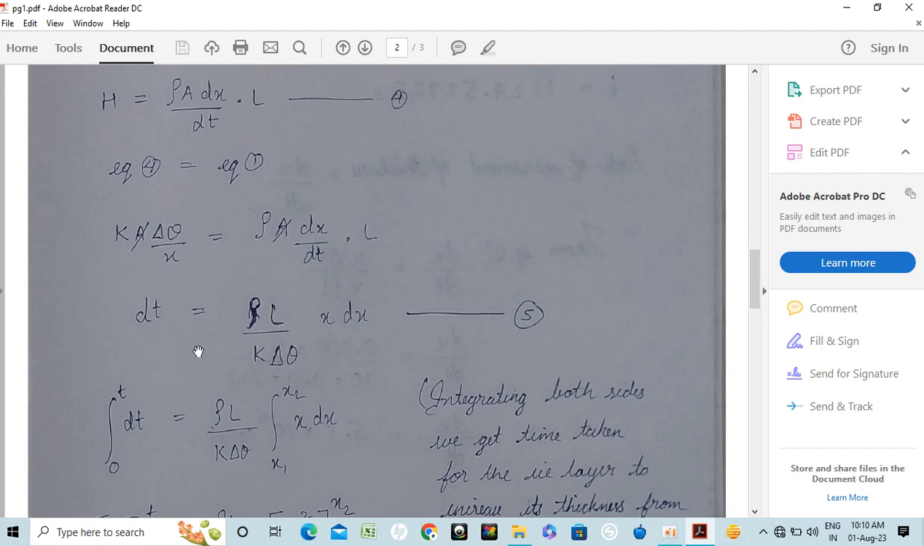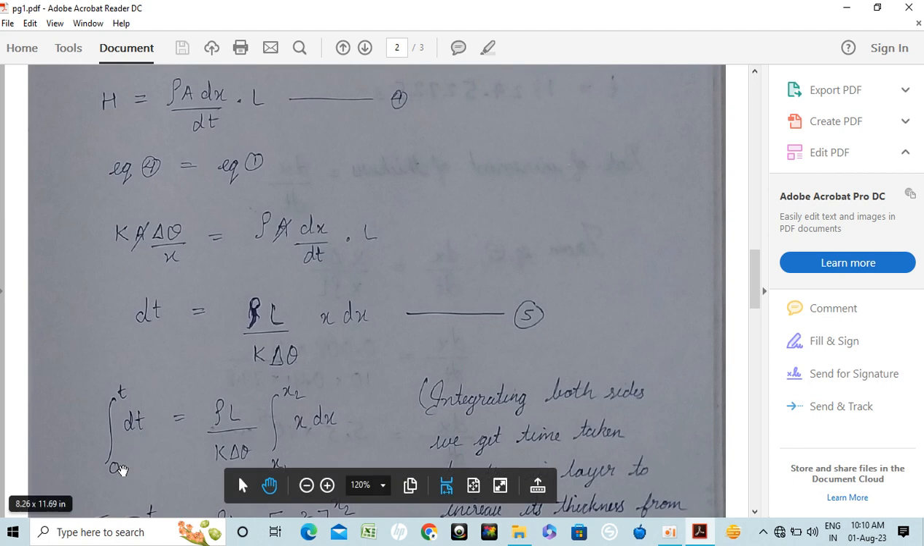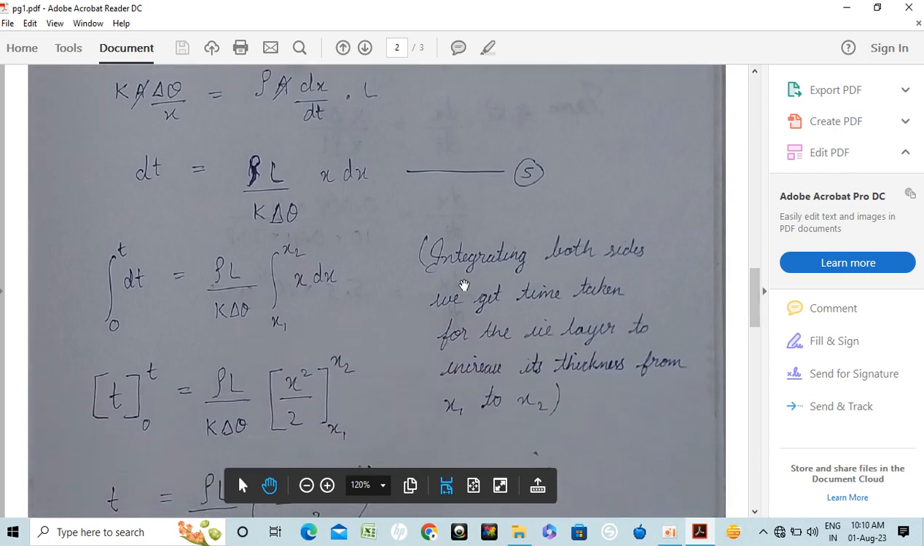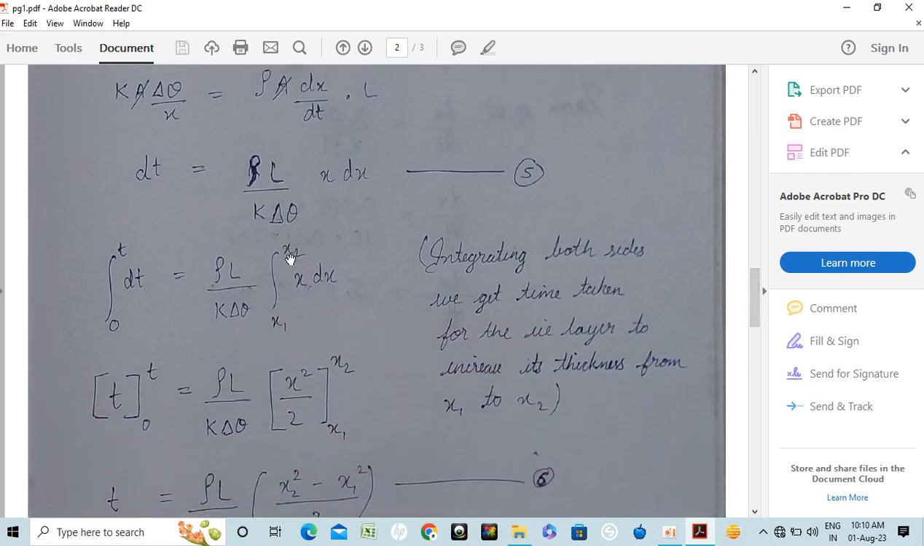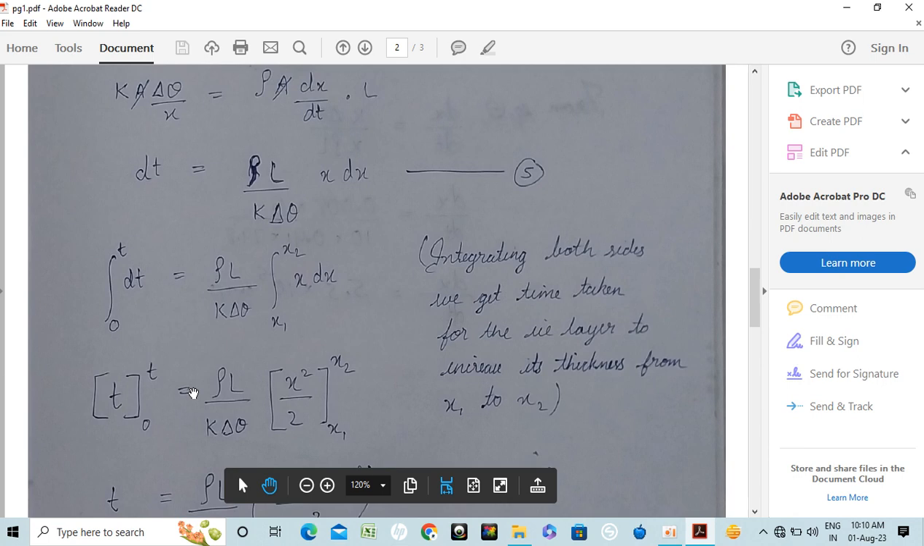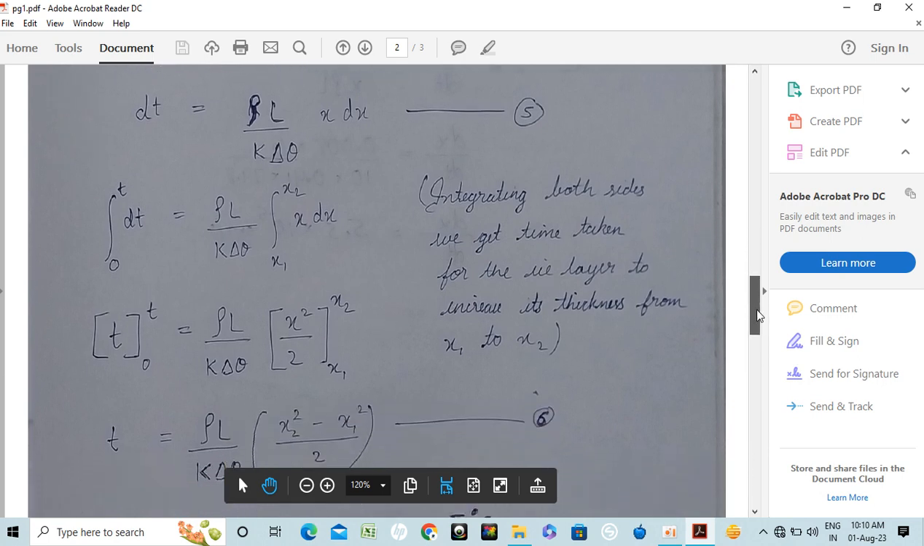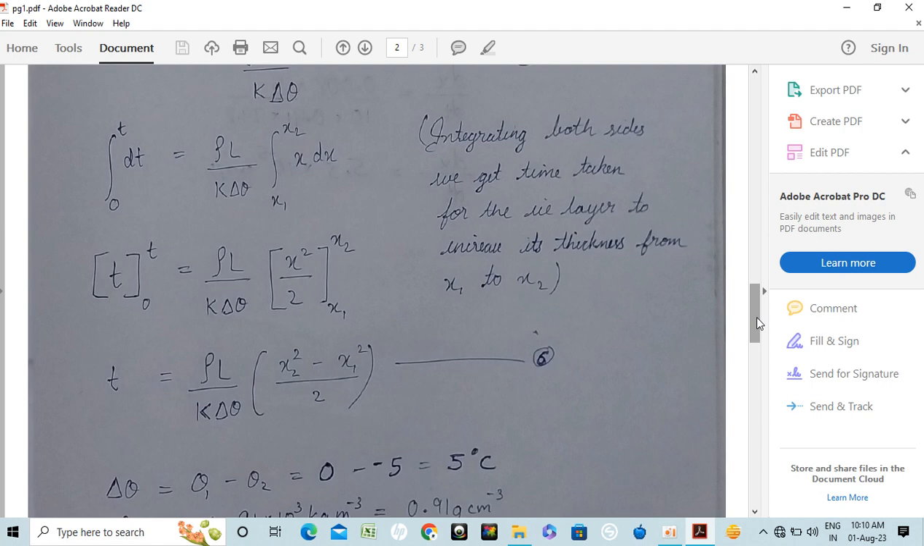Now integrating on both sides, we get integral 0 to t dt is equal to rho L by K delta theta times integral x1 to x2 x dx. Now integral dt is t within the limits 0 to t, so we have rho L by K delta theta. Now integral x dx is x square by 2 within the limits x1 to x2. Now putting the limits in the next step, we get t is equal to rho L by K delta theta times x2 square minus x1 square by 2.